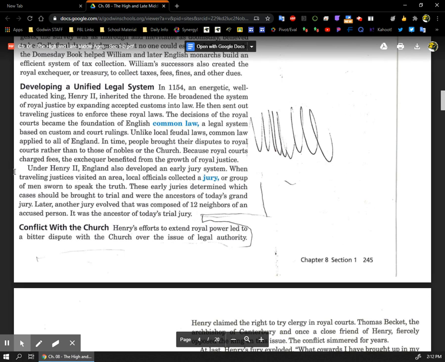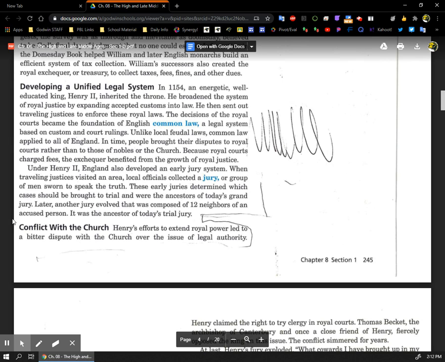Under Henry II, England also developed an early jury system. When traveling justices visited an area, local officials collected a jury, or group of men sworn to speak the truth. These early juries determined which cases should be brought to trial and were the ancestors of today's grand jury. Later, another jury evolved that was composed of 12 neighbors of an accused person. It was the ancestor of today's trial jury.